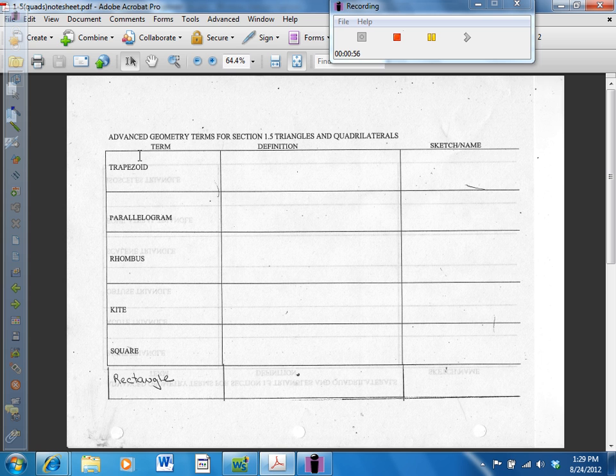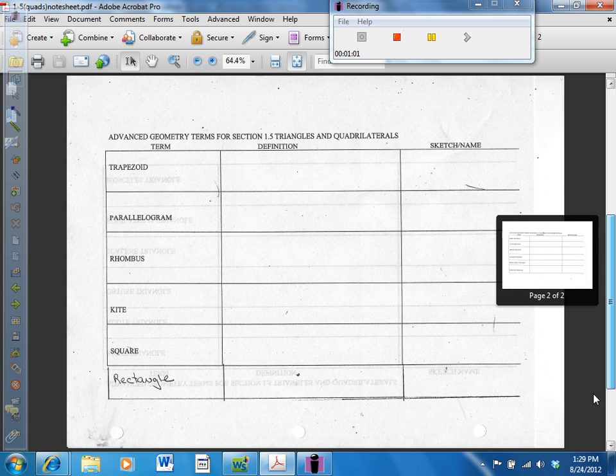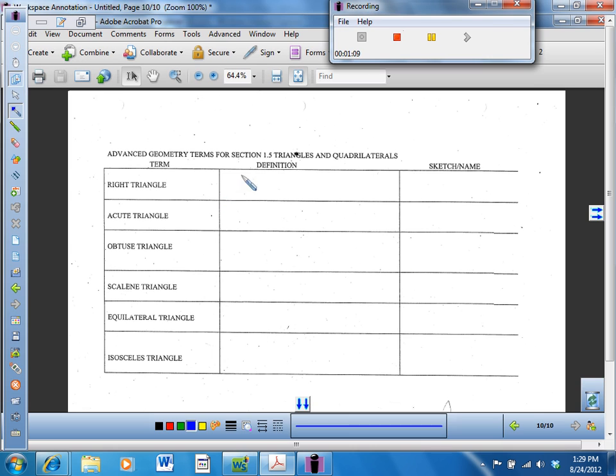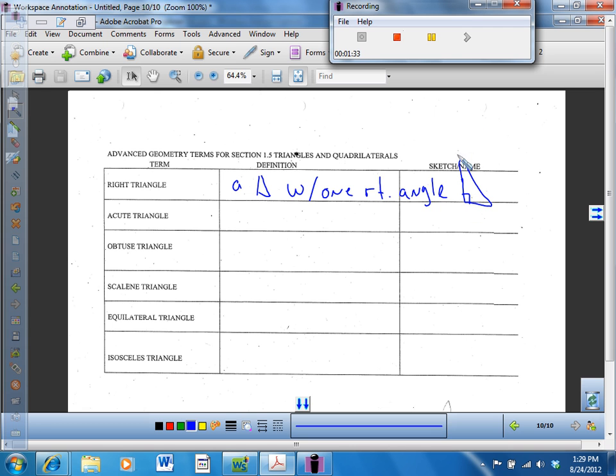Okay. So a right triangle is a triangle with exactly one right angle. Right angle, that's easy. You could sketch a picture of one if you like. That doesn't exactly look like a very good right triangle. That's a great right triangle.